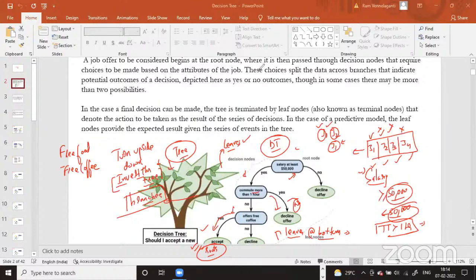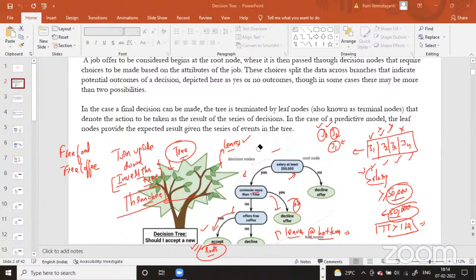So on the basis of these 3 conditions, you have decided to accept one job offer. That is what you're doing: using the decision tree to take decisions to solve your business problems.